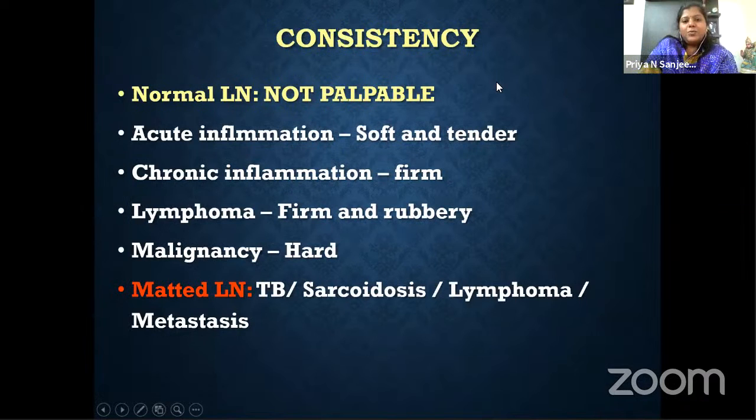Consistency gives a clue to the etiology. Normal lymph nodes are usually not palpable. In acute inflammation, lymph nodes are soft and tender. In chronic inflammation, they become firm, maybe because of the fibrosis. And in lymphoma, they appear firm and rubbery. And in malignancy, because of the invasion of the tumor cells, the consistency is hard. And matted lymph nodes are seen both in reactive lesions and neoplastic lesions, tuberculosis, sarcoidosis, lymphoma, and metastatic carcinomas.